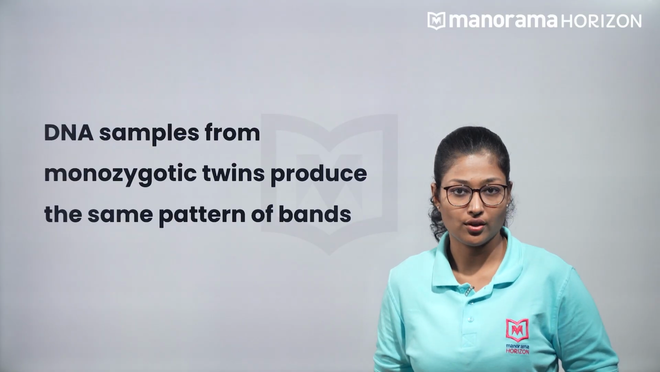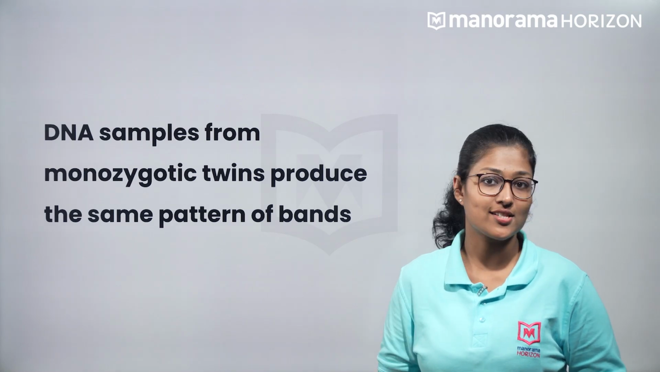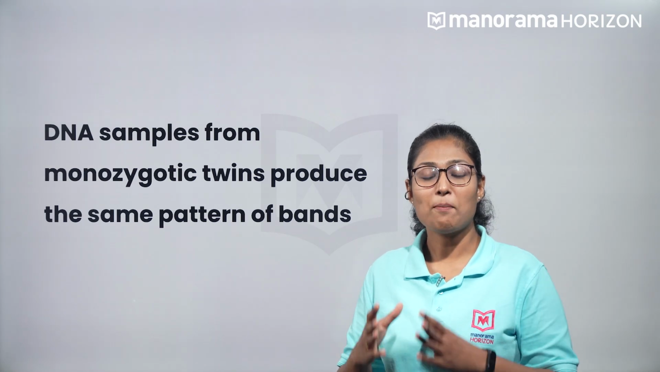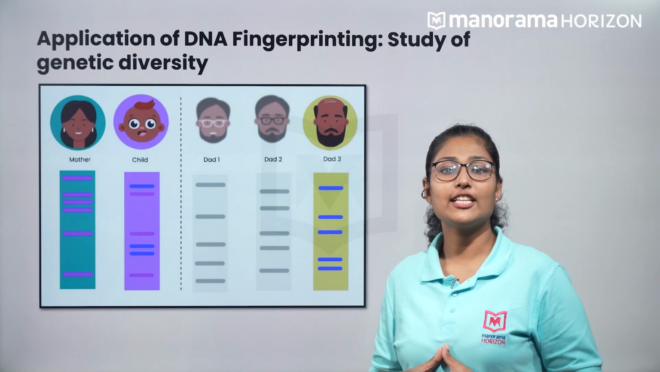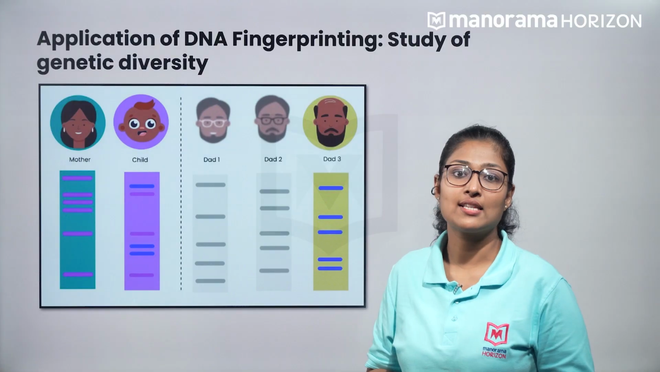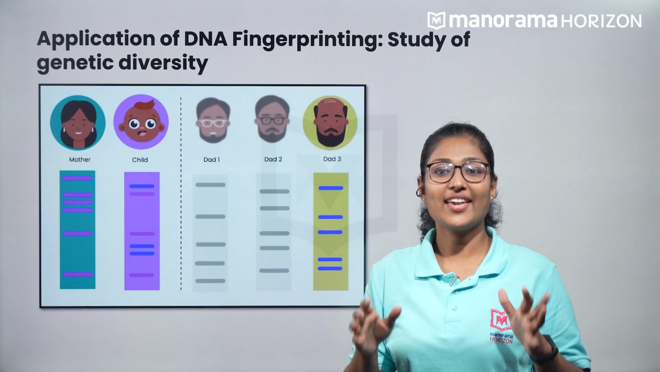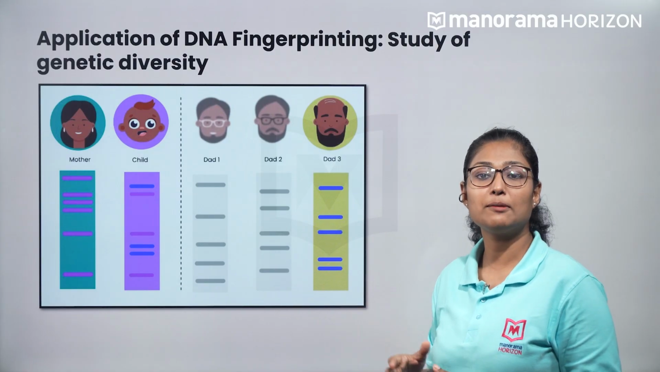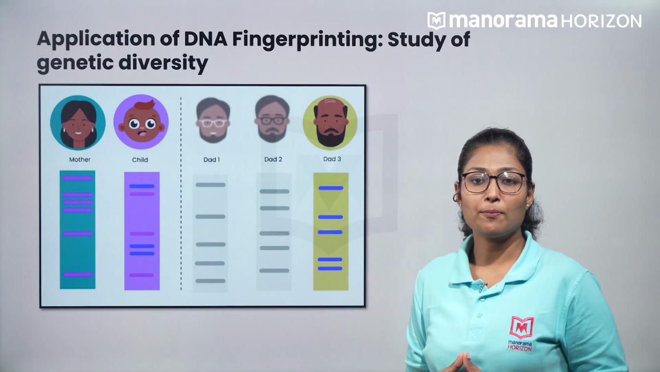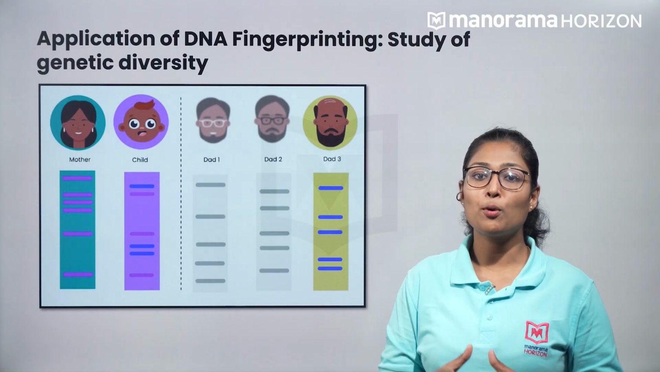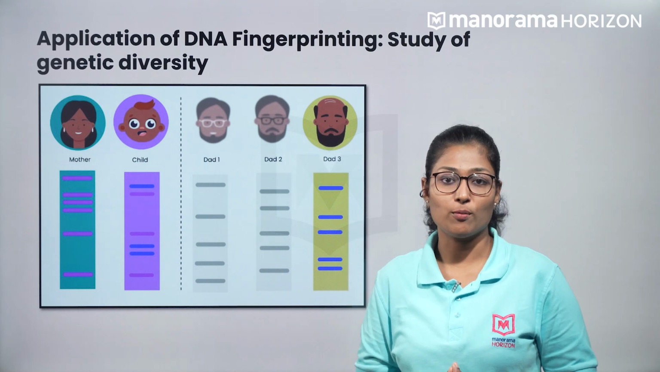I have another question here. Is there any other application for this technique? Yes, there is. As already mentioned, polymorphism is inheritable from parents to children. Analysis of DNA fingerprints of suspected parents and a child also solves the dispute about parentage. Here, the child shares pink-colored bands with the mother and blue-colored bands with the dad. DNA fingerprinting is also used to study the population and genetic diversity of endangered species and other life forms.